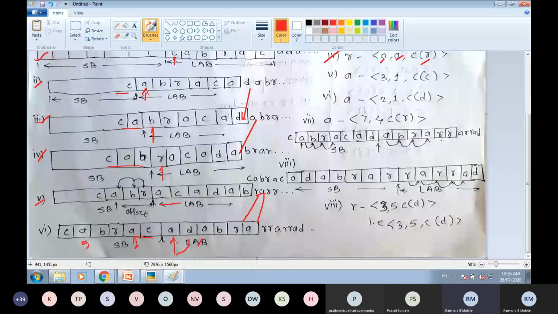So for this A, my offset is 2, and the length of match is 1, because after that D has no match. So 2 1, and for which alphabet don't we have a match? C of D, this alphabet we don't have a match, so we can represent the offset here. In the next window also we can update the two alphabets there.